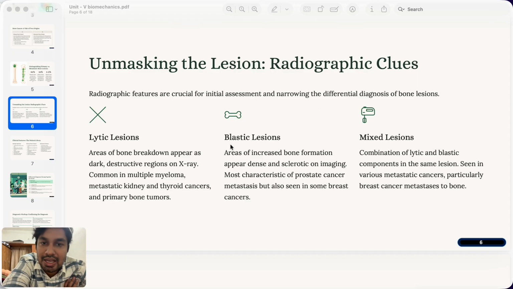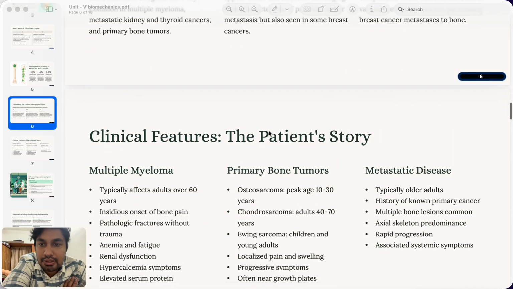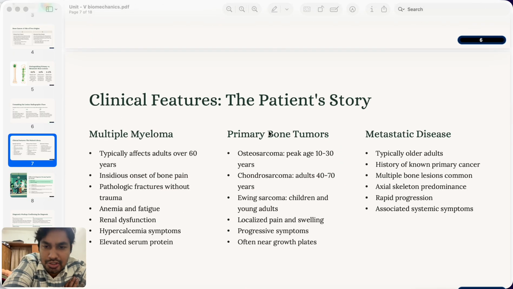In case number 2, blastic lesions, the areas of increased bone formation appear dense on imaging. This is most characteristic of prostate cancer metastasis, but it is also seen in some breast cancers, which is not only affecting these bones. And mixed lesions are the combination of the first two, seen in various metastatic cancers, particularly breast cancer metastasis to the bone. And the clinical features, I just wanted to showcase here.